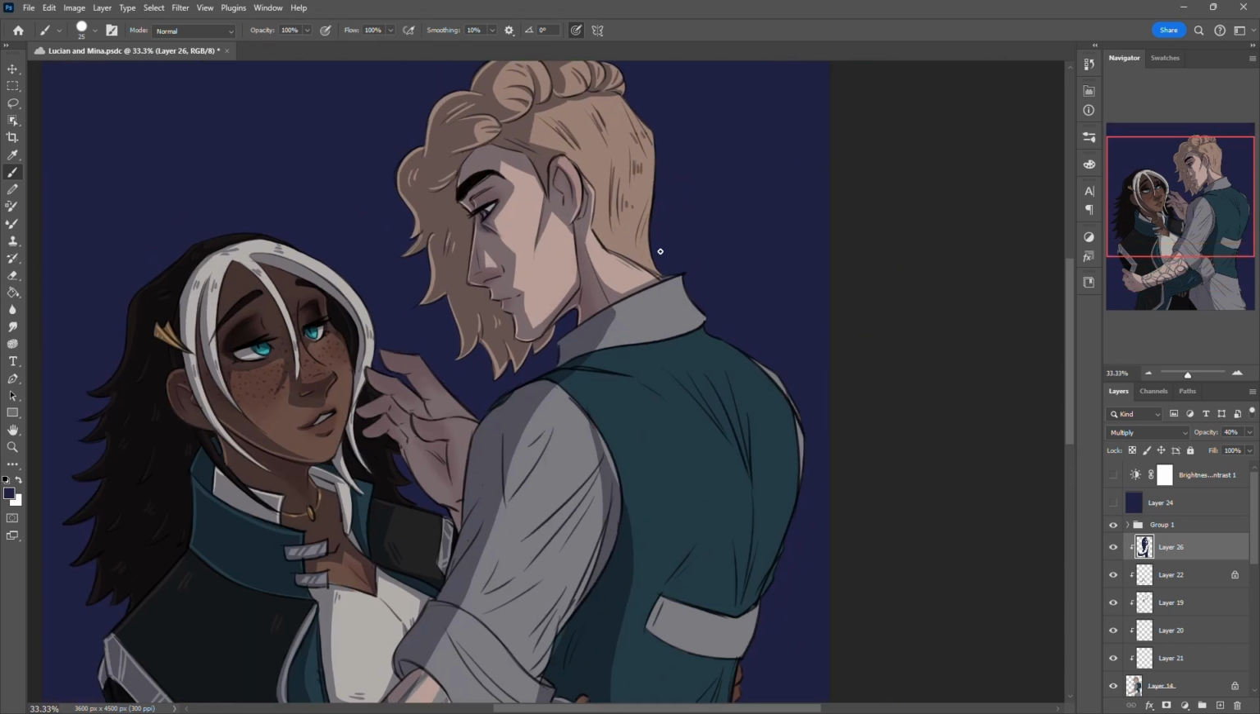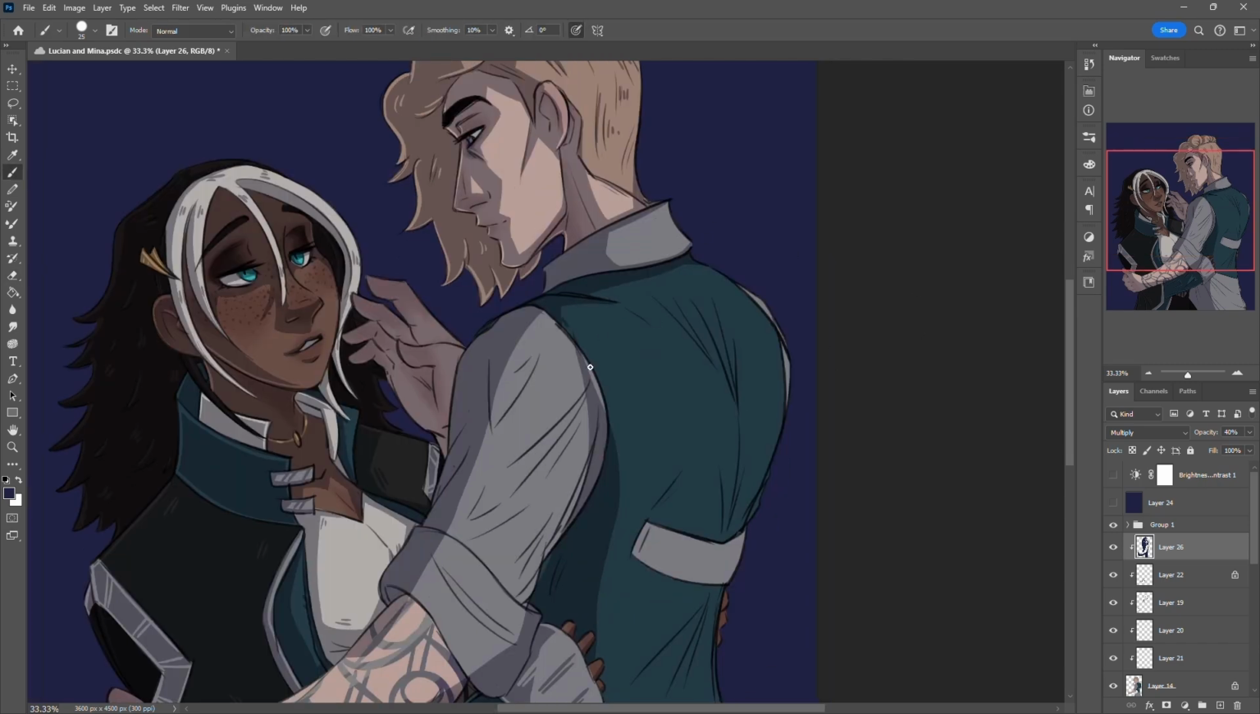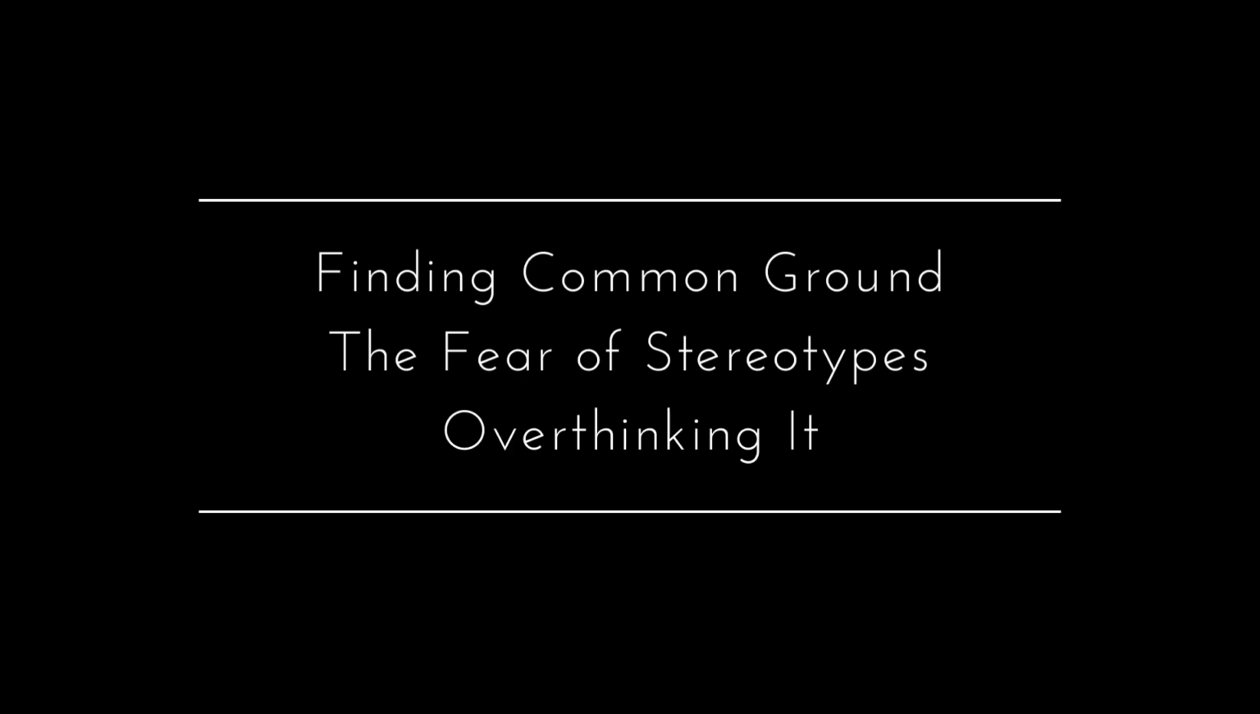Really, all you have to do is work on making your characters three-dimensional, and these stereotypes aren't going to be a problem. And if you're stressing a lot over whether a character is a stereotype or not, they're probably not, but phone a friend if you're not sure. Which leads us into the third and final problem, overthinking it.